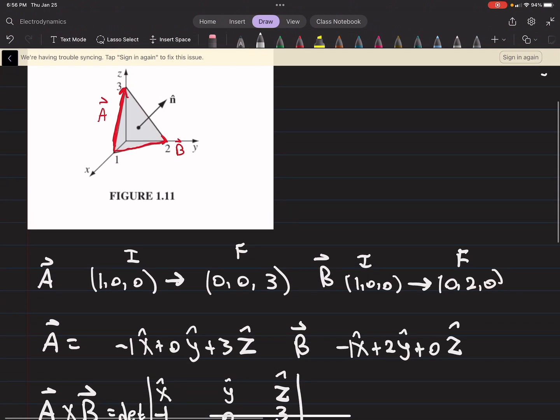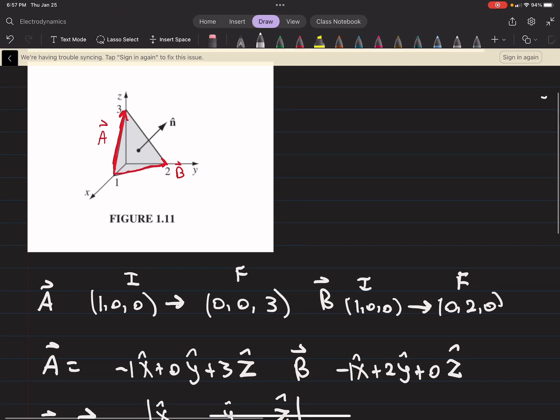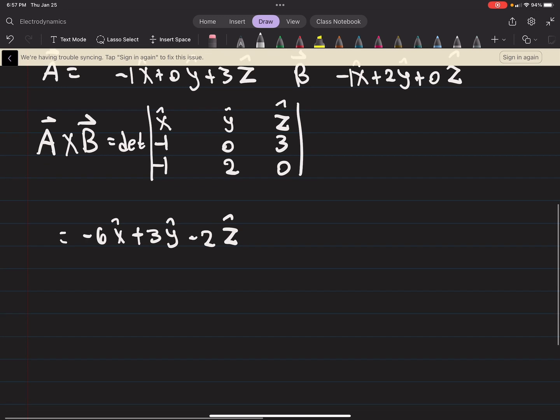Real quick, I did A cross B. If we do our right hand rule, if you put your fingers in the direction of A and curl them towards B, your thumb goes into the page. But notice that the normal is coming out of the page. So we really should have done B cross A, but that's not a big deal because, if you watch the video, we know that A cross B is negative B cross A.